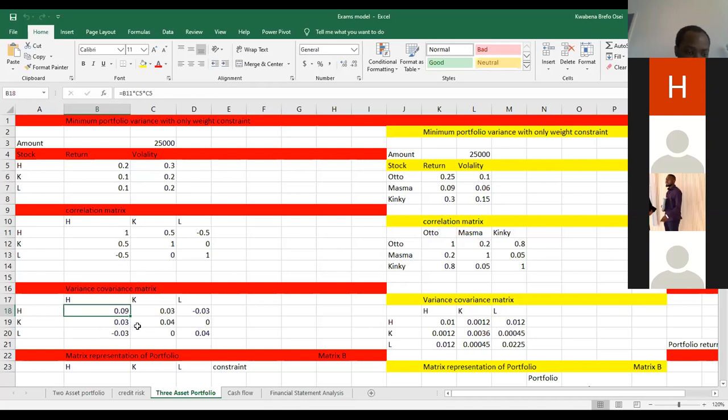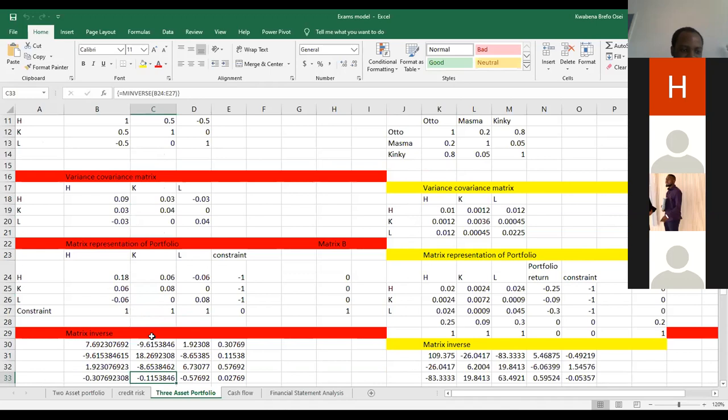So when you come here, the variance of K is the same as C12. C12, in this case, is the correlation between K and K, which is 1, times the volatility of K twice. Volatility of K is 0.2, which is C6. C6 is twice. Great, so that's what I did here.